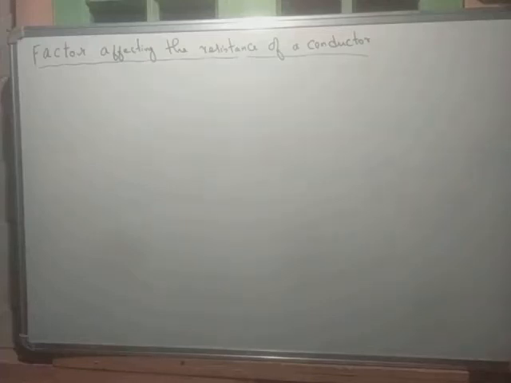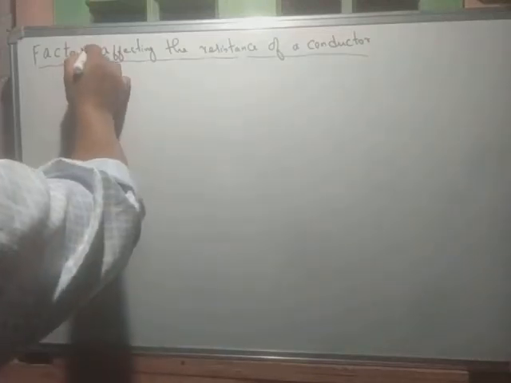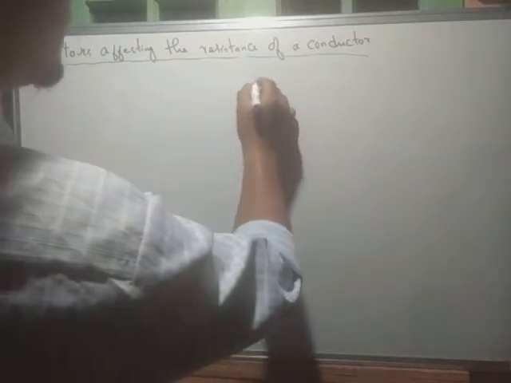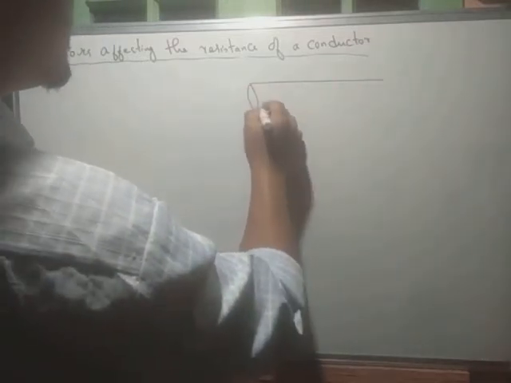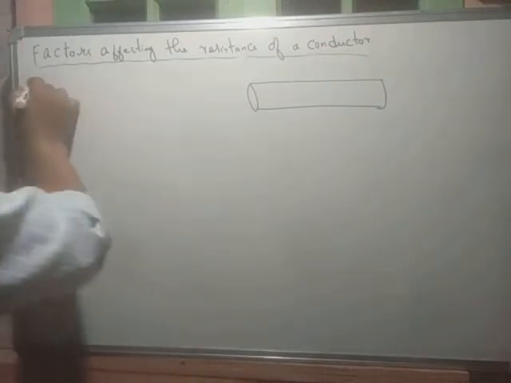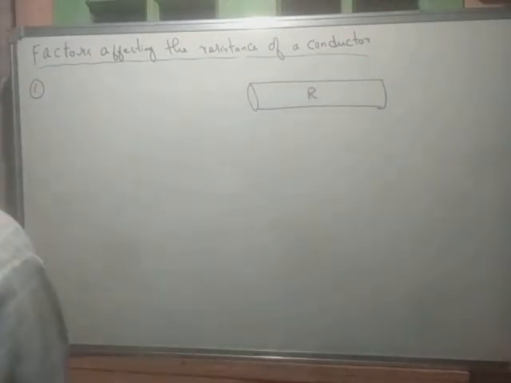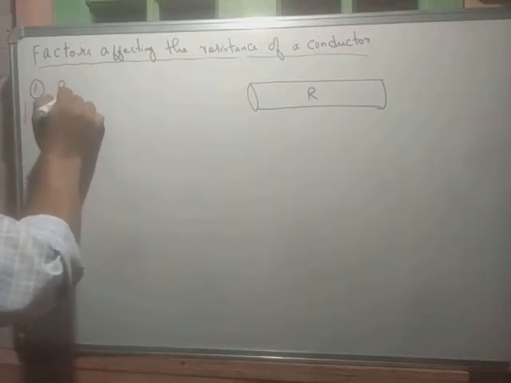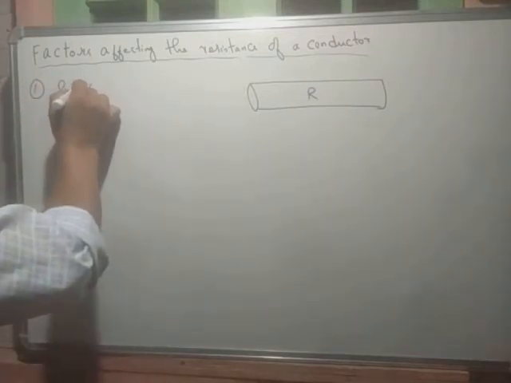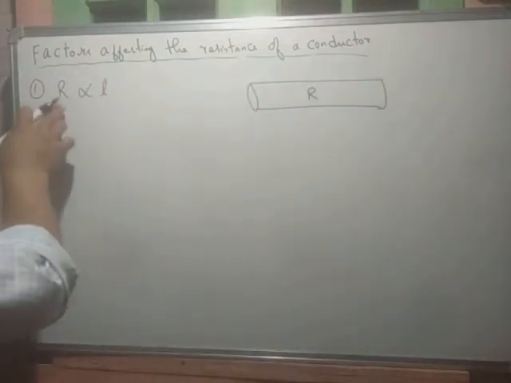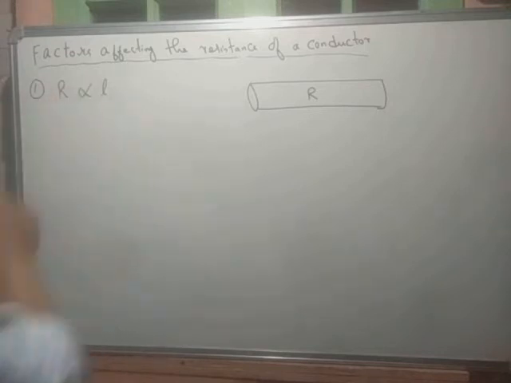Factors affecting the resistance of a conductor. Okay, so now the resistance of a conductor depends upon four factors. Number one, if this is a conductor having a resistance R, then it is found that this resistance R depends upon the length of the conductor, which means this resistance is directly proportional to its length.